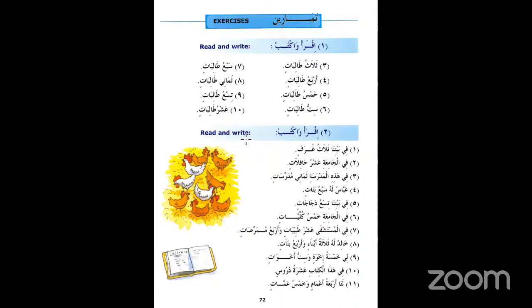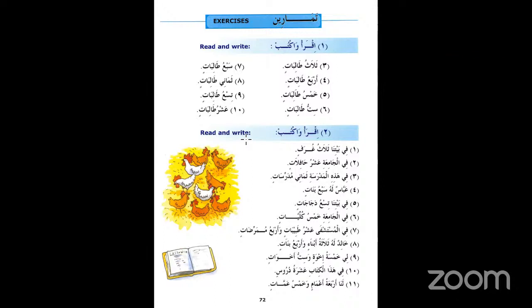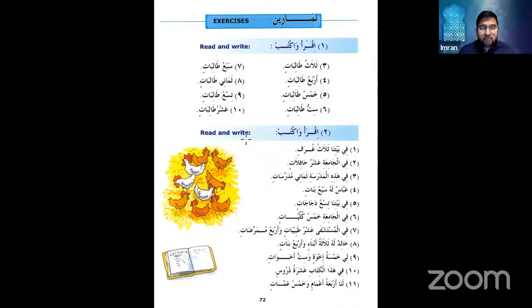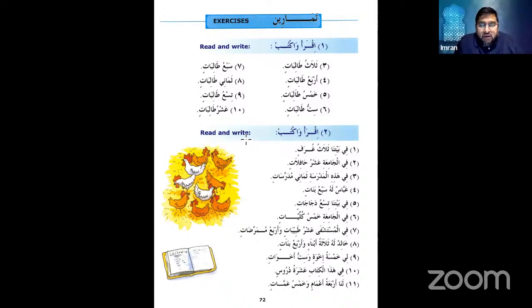في بيتنا ثلاث غرف. Translation? In my house there are 3 rooms. Now I'm going to ask you the question, what is the singular of ghuraf? What is the singular? We did this in book 1, and now we're in book 2, near enough the end of book 2.